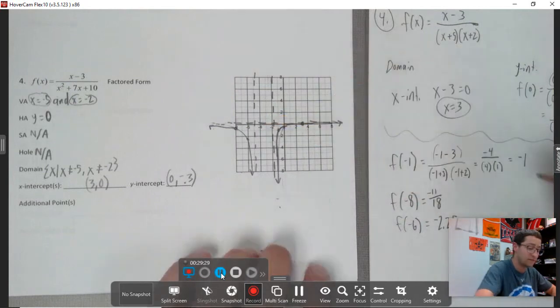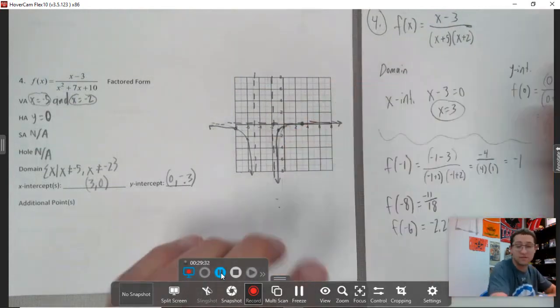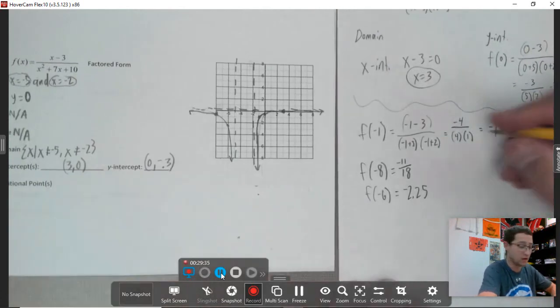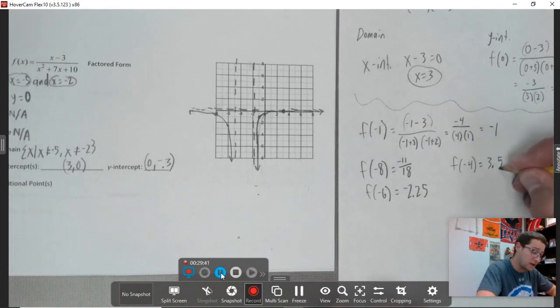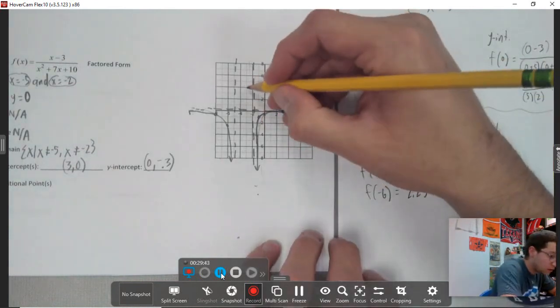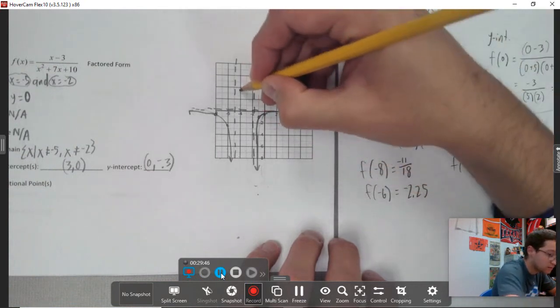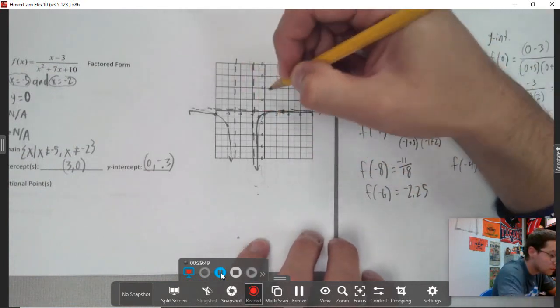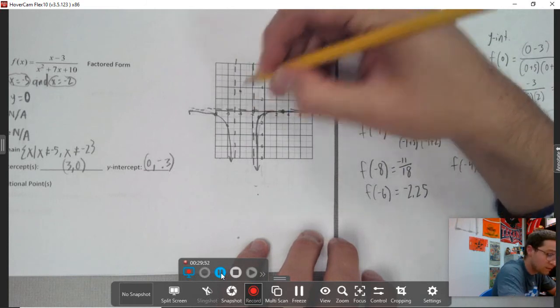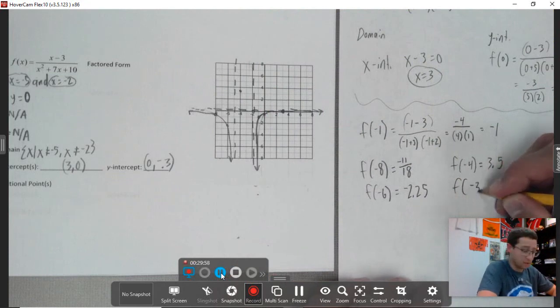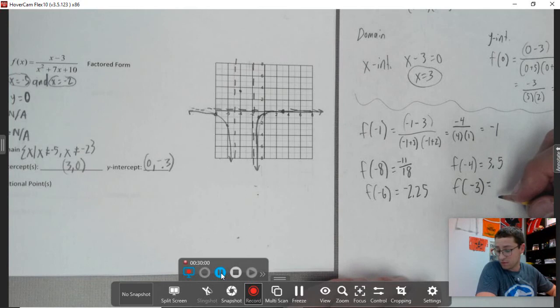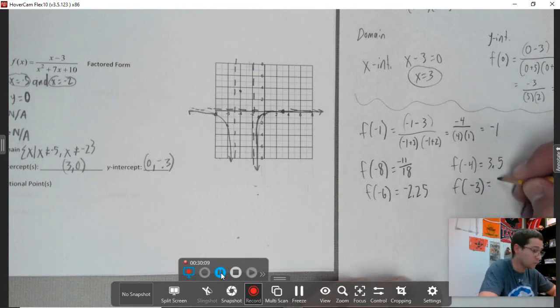So maybe f of -4, and then -3, those seem reasonable. And so we could do that over here, f of -4. Again, you can verify it, but you should get 3.5. So you end up with a point there, -4, 3.5. And then f of probably -3 is what I said. And so you end up with, let's see, 6. We'll just do that one together.